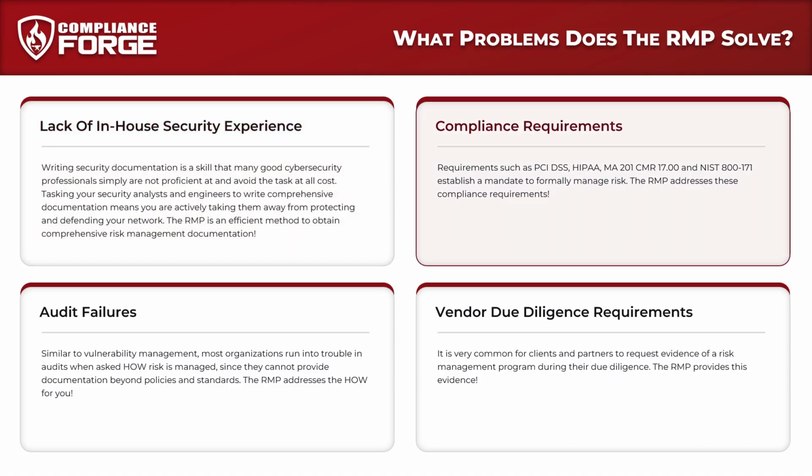The second is compliance requirements. Requirements such as PCI DSS, HIPAA, Massachusetts 201 CMR 17, and NIST 800-171 establish a mandate to formally manage risk. The RMP addresses these compliance requirements. The third is audit failures. Most organizations run into trouble in audits when asked how risk is managed, since they cannot provide documentation beyond policies and standards. The RMP addresses the how for you. And the fourth is vendor due diligence requirements. It is very common for clients and partners to request evidence of a risk management program during their due diligence. The RMP provides this evidence.